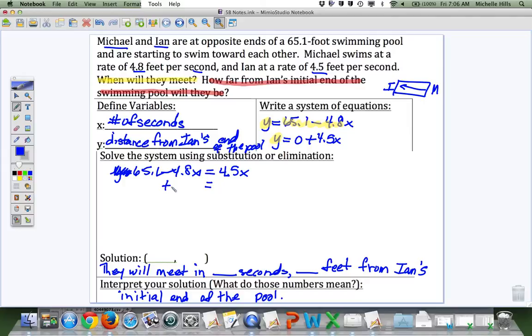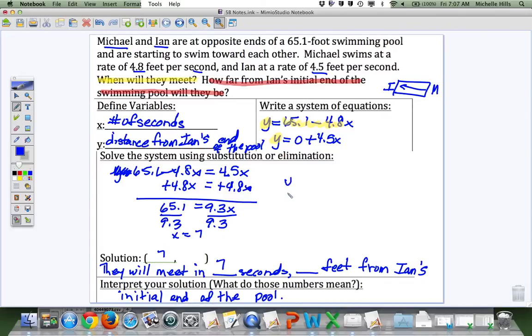I'm going to get rid of this minus 4.8x by adding 4.8x. But then I have to add 4.8x to the other side of the equation. And I get 65.1 equals 9.3x. Then I have to divide both sides by 9.3 to solve for x. So grab your calculator and punch in 65.1 divided by 9.3. And you should get 7. So x equals 7, which means they meet in 7 seconds.